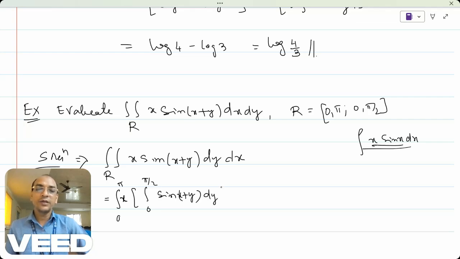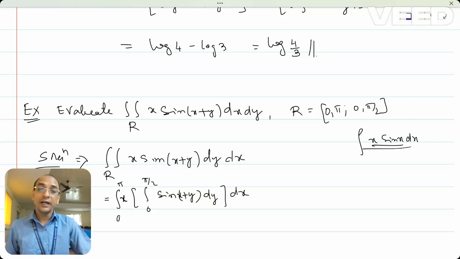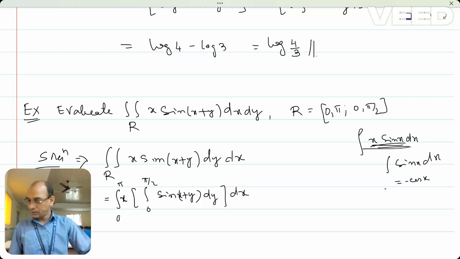And I will integrate with respect to y first, and after that I will integrate with respect to x. So when I consider the y inner integral with respect to y, then this x will not be integrated, we can keep it outside, and I have to integrate only sine. Which is easy, we know the integration of sine. Instead of using by parts, we can integrate sine easily. Integration of sine x is nothing but minus cos x. So we can use that easily.